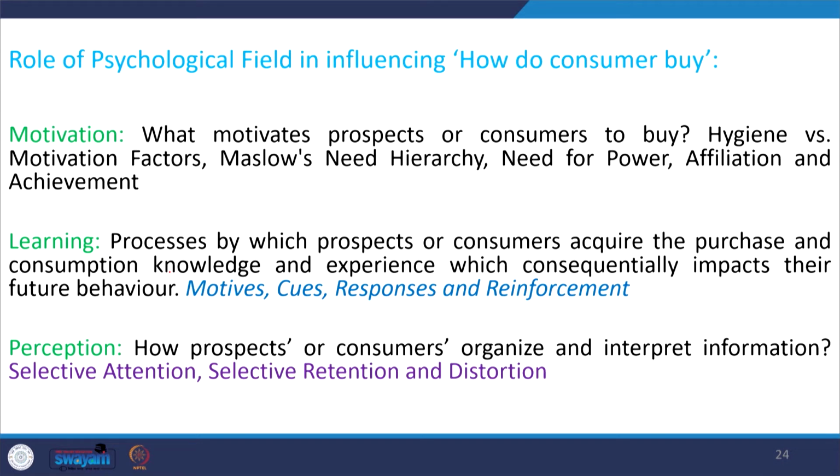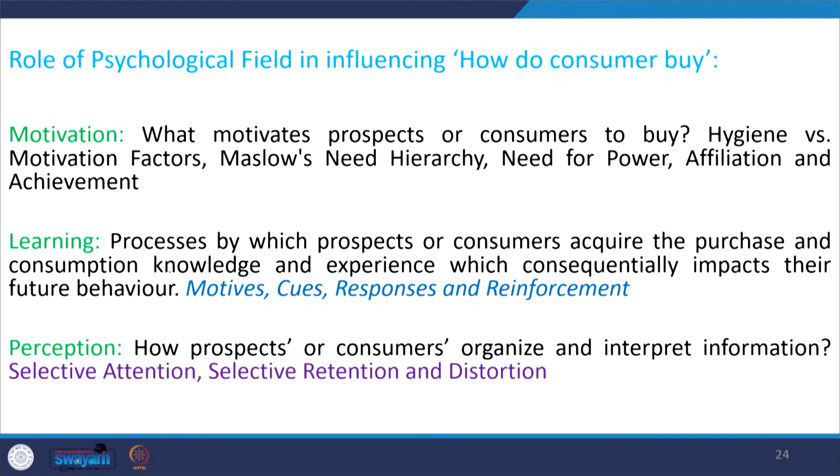Now if you recollect any of the last sessions, we have already spoken about motives, cues, responses, and reinforcement at length, and also the role of salespersons in that. So we'll move to the next part, which is about perception. Perception simply indicates how the prospects or consumers organize and interpret information. Now there are 3 important facets to it: selective attention, selective retention, and selective distortion.